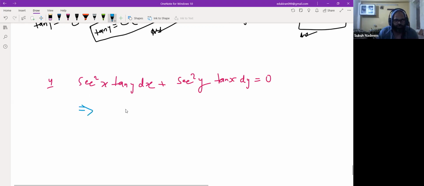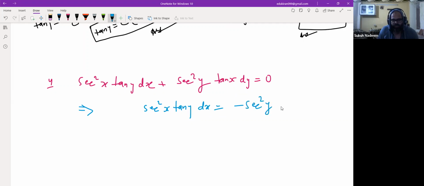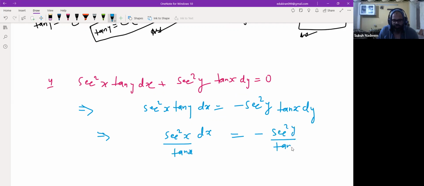So this would become sec square x tan y dx is equal to minus sec square y tan x dy. In the next step, we write it as sec square x dx by tan x is equal to minus sec square y by tan y dy. I don't think there is much of an issue here. Is it okay till here?